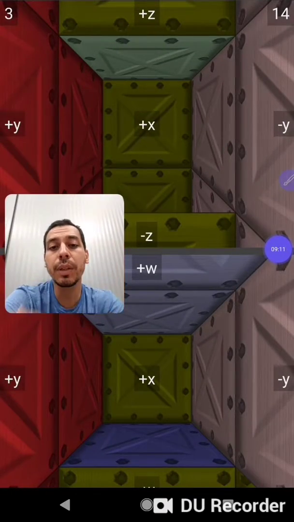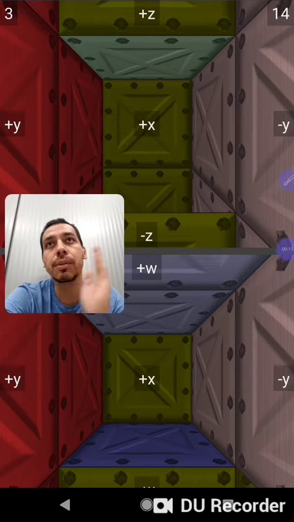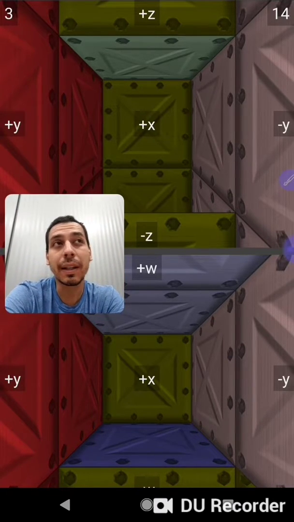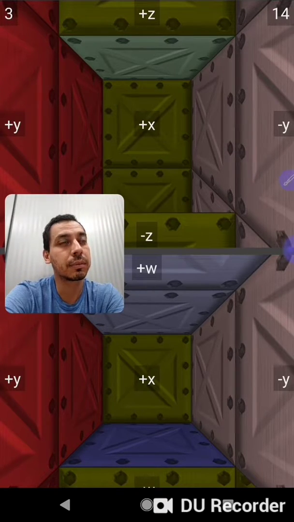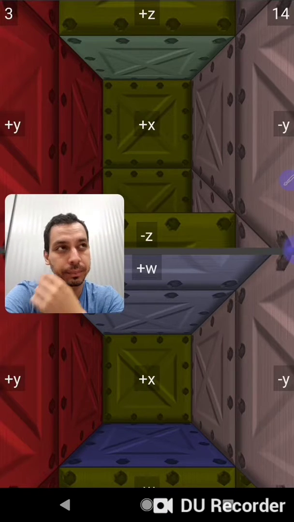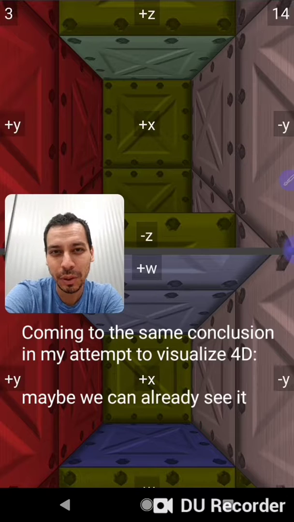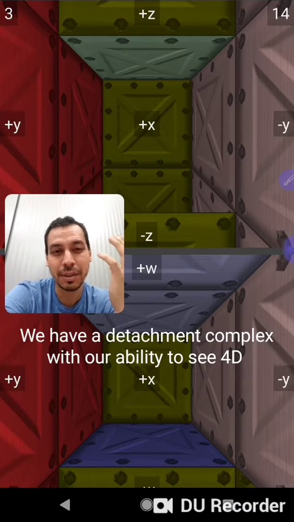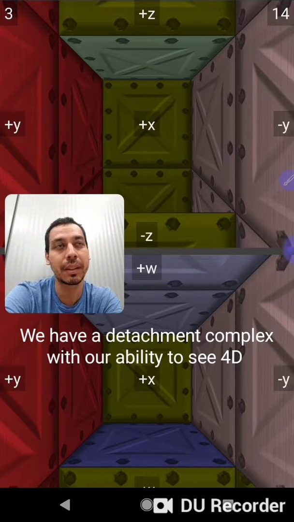So maybe we do have this capability of seeing into the fourth dimension, but because we don't recognize it as such, we don't acknowledge it, and we ignore that it's already there. And so we try so hard to visualize the fourth dimension when really we can already see it, and it's already in front of us. But we have this detachment complex with that capability.